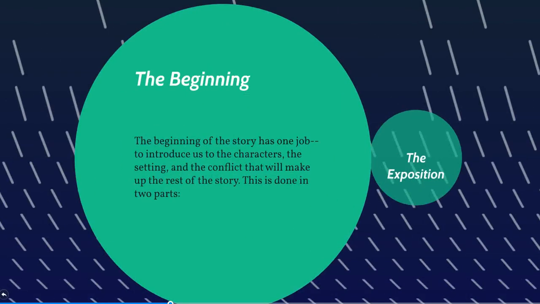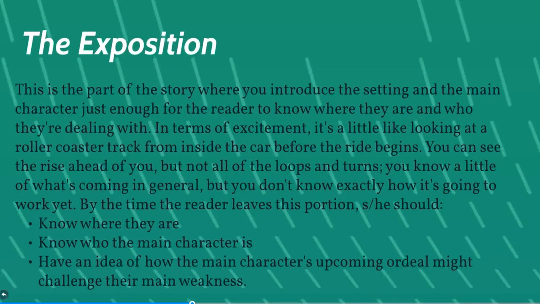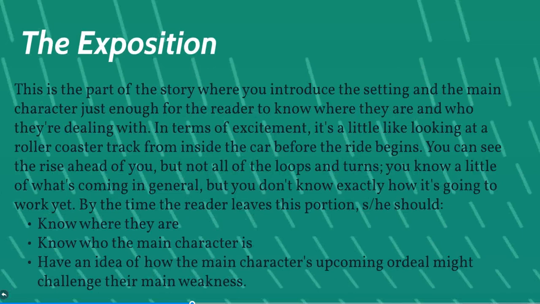So the beginning of our plot has one job. It's to introduce us to the characters, the setting, and the conflict that's going to make up the rest of the story. This is done in two parts. The first is the exposition. This is the part of the story where you introduce the setting and the main character just enough so that the reader knows where they are and who they're dealing with.